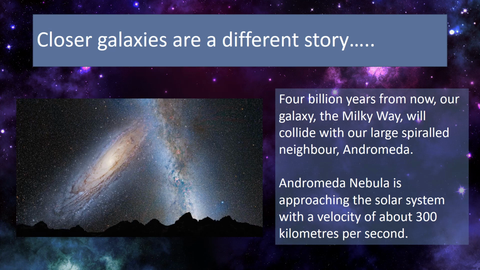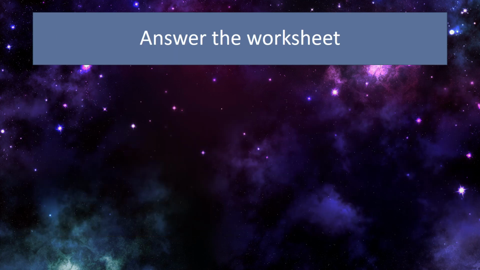In 4 billion years from now, our galaxy, the Milky Way, will collide with our large spiral neighbour, Andromeda, at 300 millimeters per second. That's quite a long time. Closer galaxies are just slightly different. We're moving into each other's pathways, I suppose.